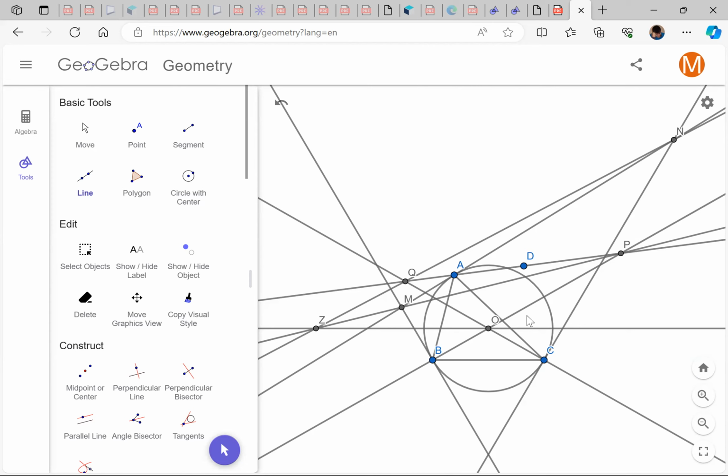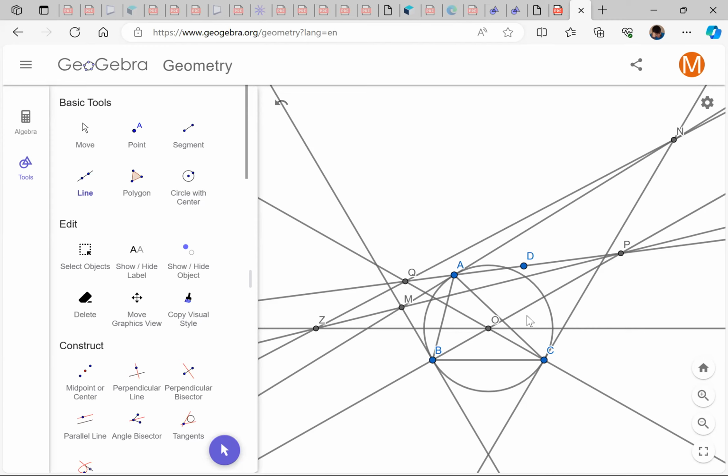So what does it come down to, trying to prove that ZO is parallel to BC? It's basically like saying that if you draw the line through O parallel to BC, then these two lines are concurrent on there. So they're all concurrent at Z. So that's basically what it's saying.